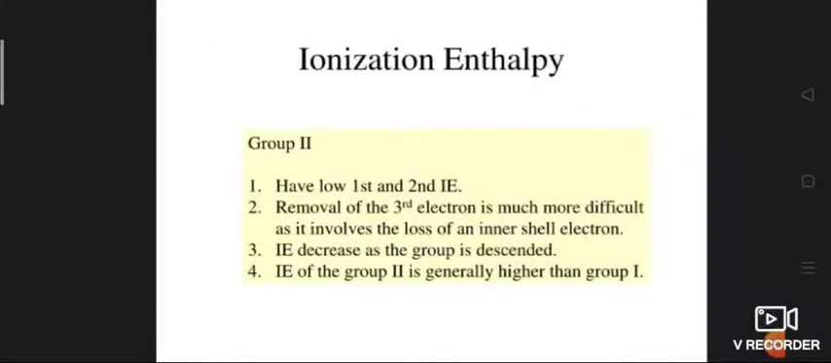So in group 2 elements, the first and second ionization enthalpies are low, but the third ionization enthalpy is much higher than that of the first and second. So here also it decreases down the group. Generally, ionization enthalpy of group 2 is higher than that of group 1.